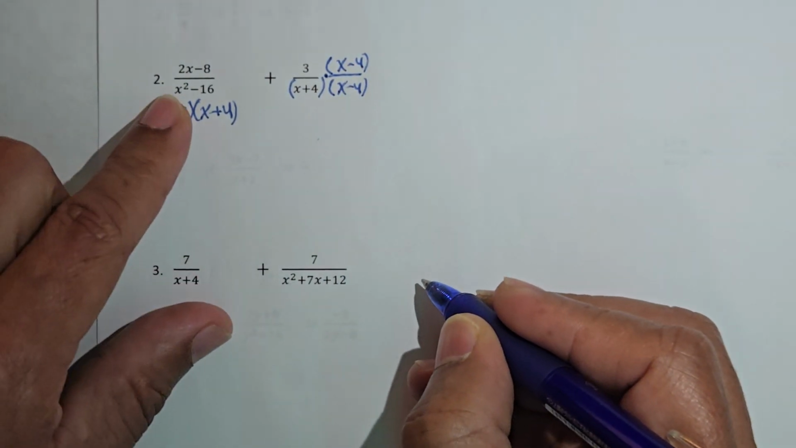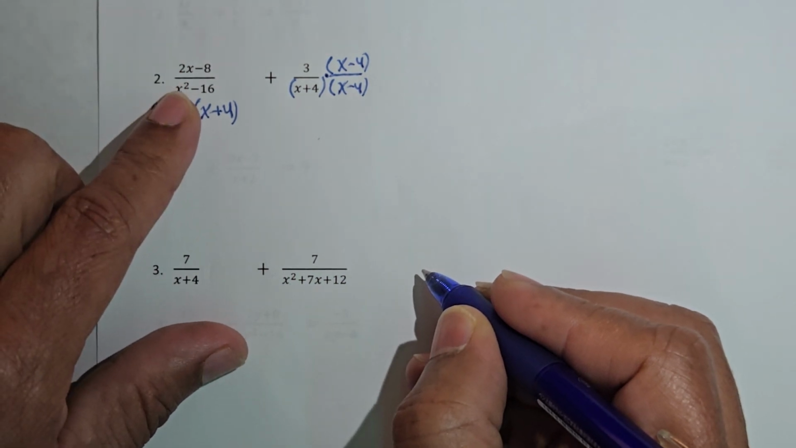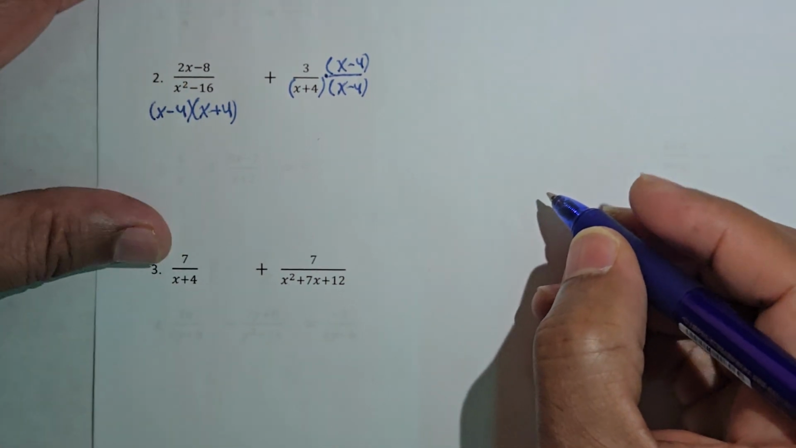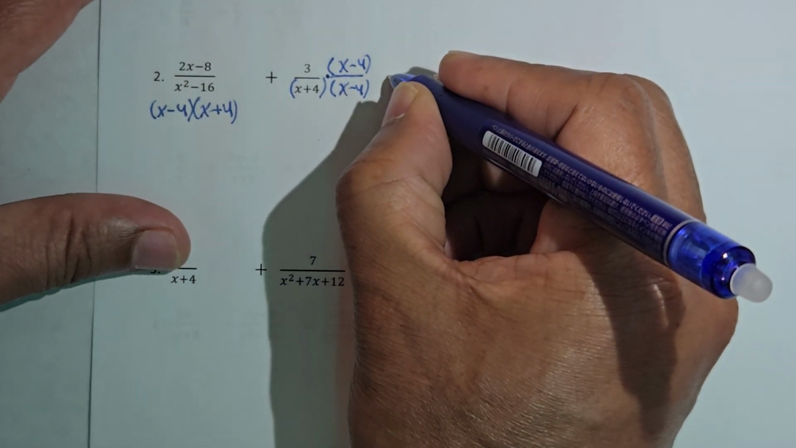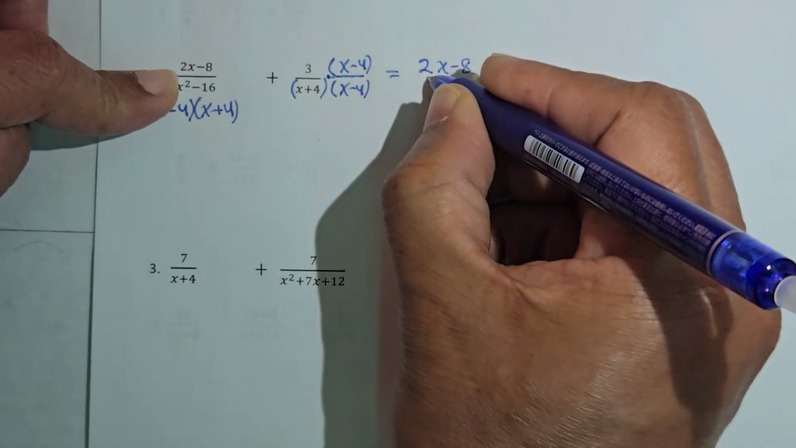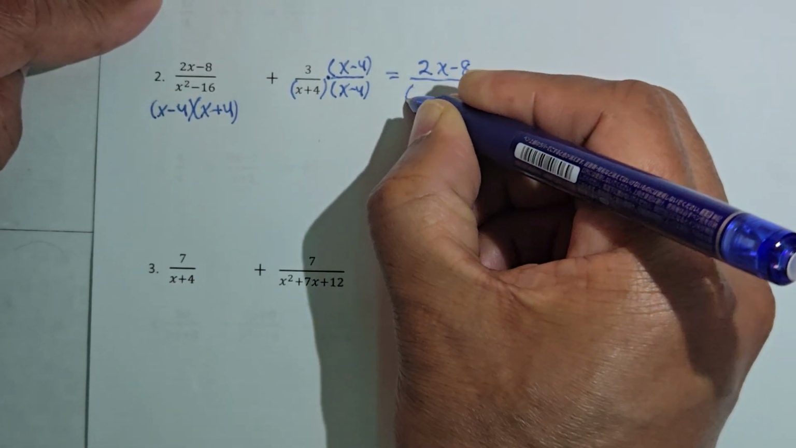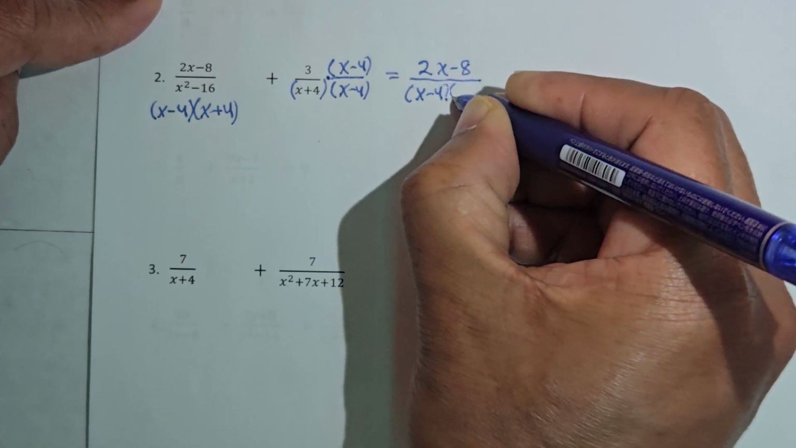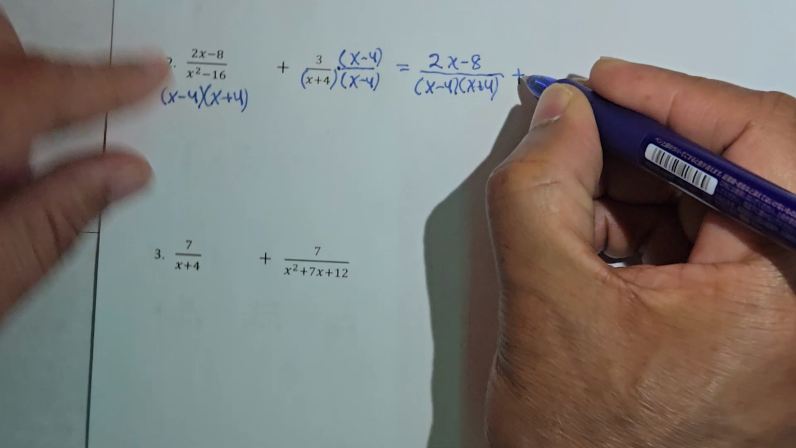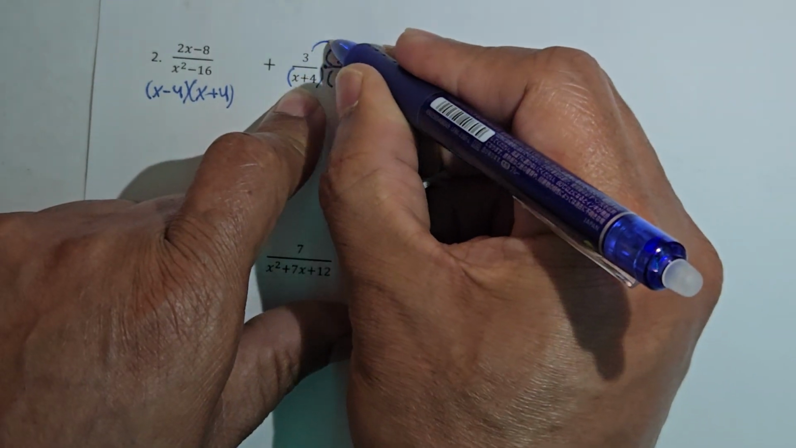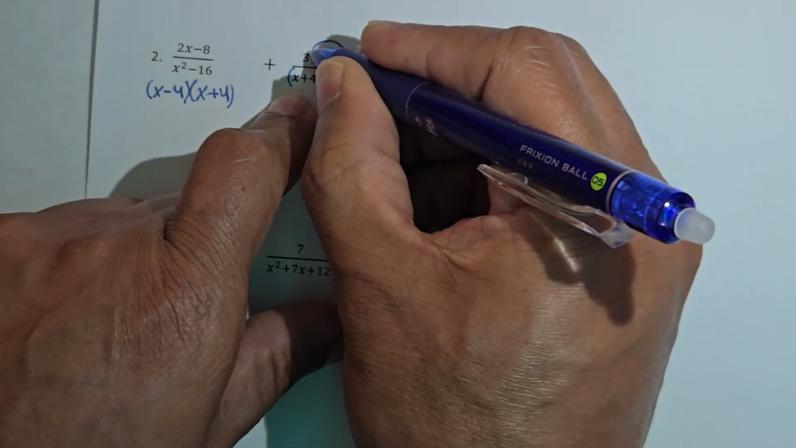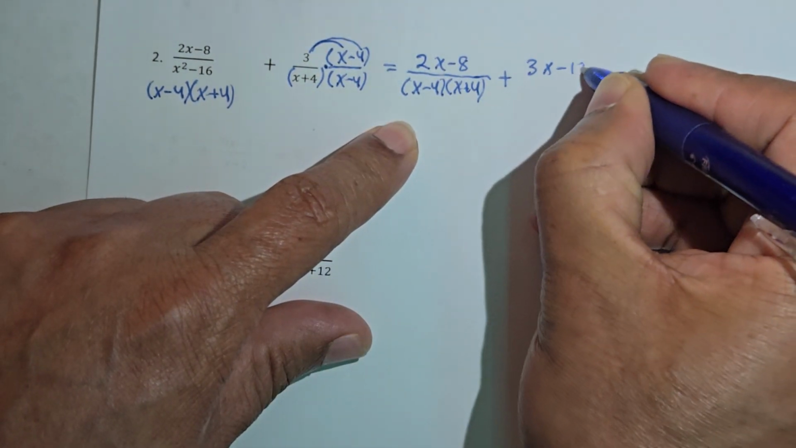So for this one here, we can factor out a GCF. Well, we don't have to. We'll just leave it as 2x minus 8 for now, and then we'll combine like terms and see if we can simplify something here. So then this leaves us 2x minus 8, and the denominator is x minus 4 times x plus 4. So now we have plus, we're multiplying, distributing 3 times x, that becomes 3x. And 3 times negative 4, that's minus 12.